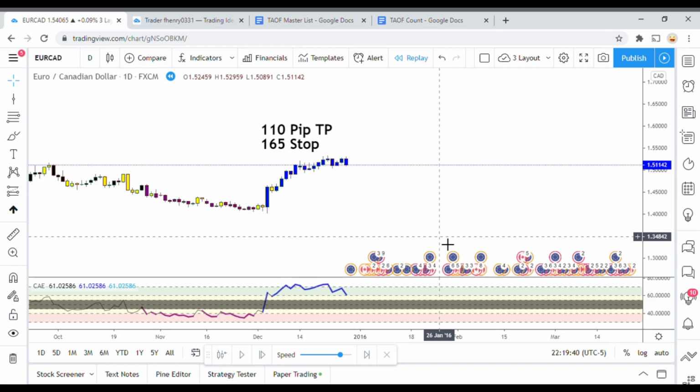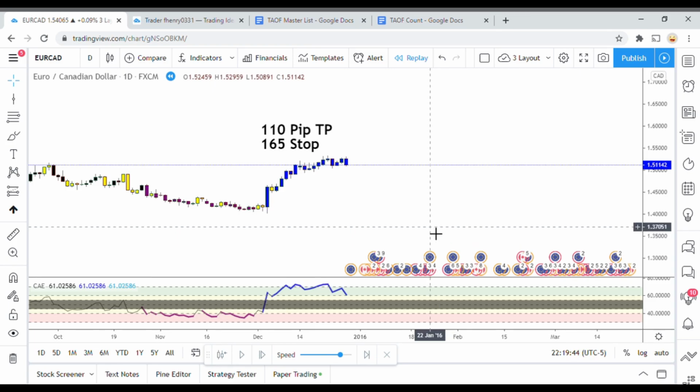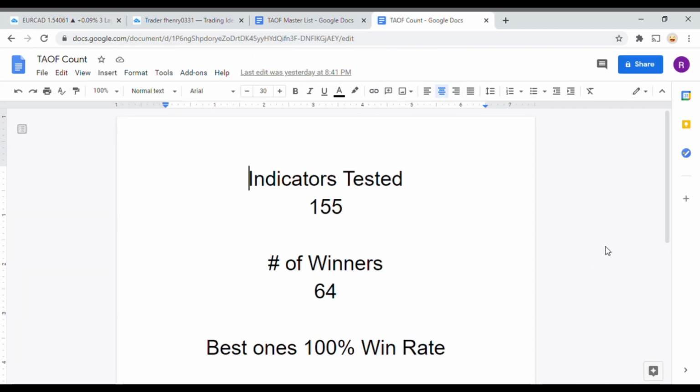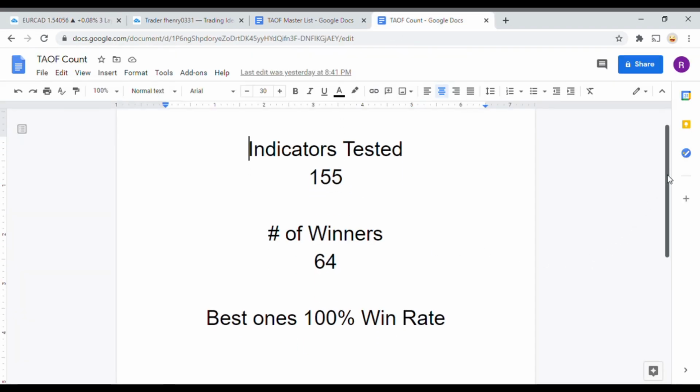Alright, as I said, today we will be testing the chop and explode indicator. But before we do, I wanted to put the indicator scoreboard up for everyone to see. So to date, we have tested 155 indicators. And out of those 155 indicators, 64 of them have been winners, which means that they have met or exceeded the 60% win-loss ratio threshold that we have set for them.